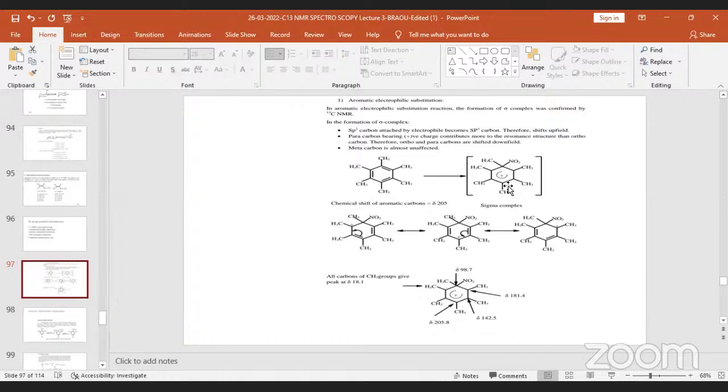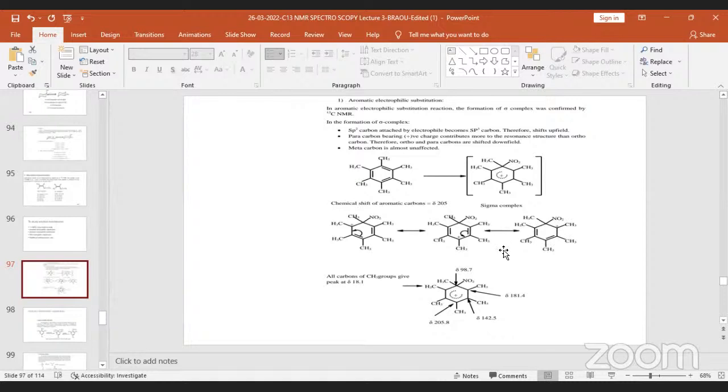This one is the sigma complex, and it is the intermediate proposed in aromatic electrophilic substitution reactions. How is it formed? Like this, the nitro group attacks, and then again electrons shift there and you get another resonance structure, and here these electrons shift and here you get a positive charge. So that's the reason why I told you the positive charge is distributed on these carbons.